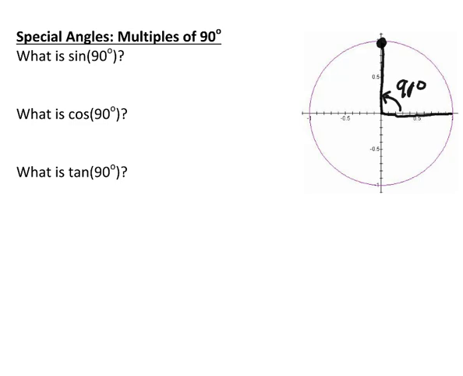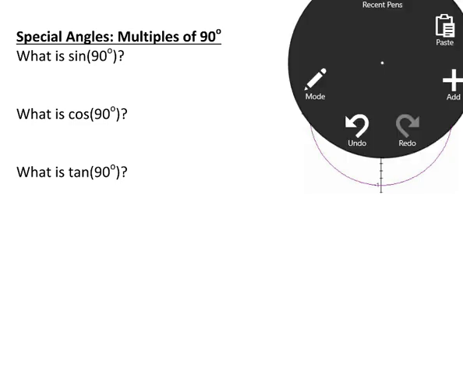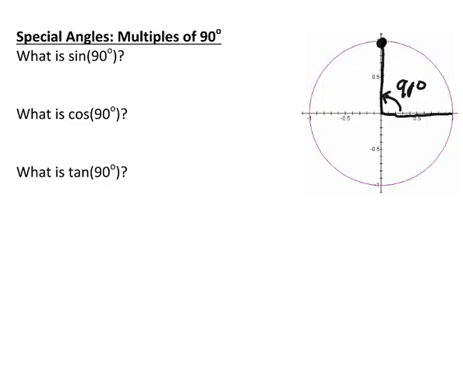So the sine of 90 would be, well, what is the y value at that point there? The y value is clearly 1. So sine of 90 must be 1. And you can check that on your calculator too. Sine of 90 is indeed 1. Cos of 90 is the x value of that point, and that point is at 0, 1, right? So the x value at that moment is 0. So cos of 90 will be 0.